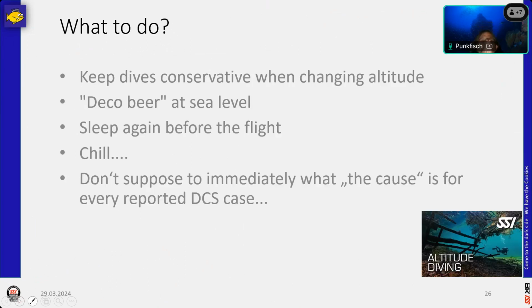But when you know you will change altitudes after diving, and when you know you did change altitudes before diving, and when you know there is a bit of an additional risk for driving up and not being really adapted to this altitude, then just keep your profile a bit more conservative.